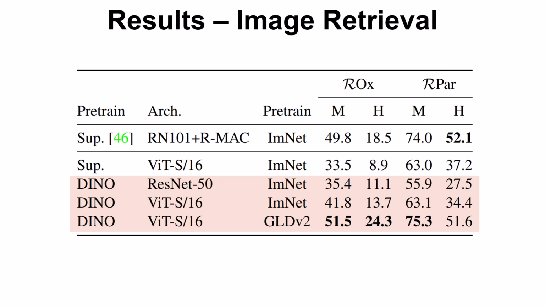And when we compare DINO with the supervised counterpart, we can see that actually DINO cannot really surpass the supervised counterpart when they both are trained on ImageNet. But the good thing about DINO is that it's a self-supervised approach, so I can use a bigger dataset, one which is specifically designed for landmarks, which is Google Landmarks version 2. And if I use that for pre-training, then DINO actually can surpass the supervised counterpart and achieve a better performance.